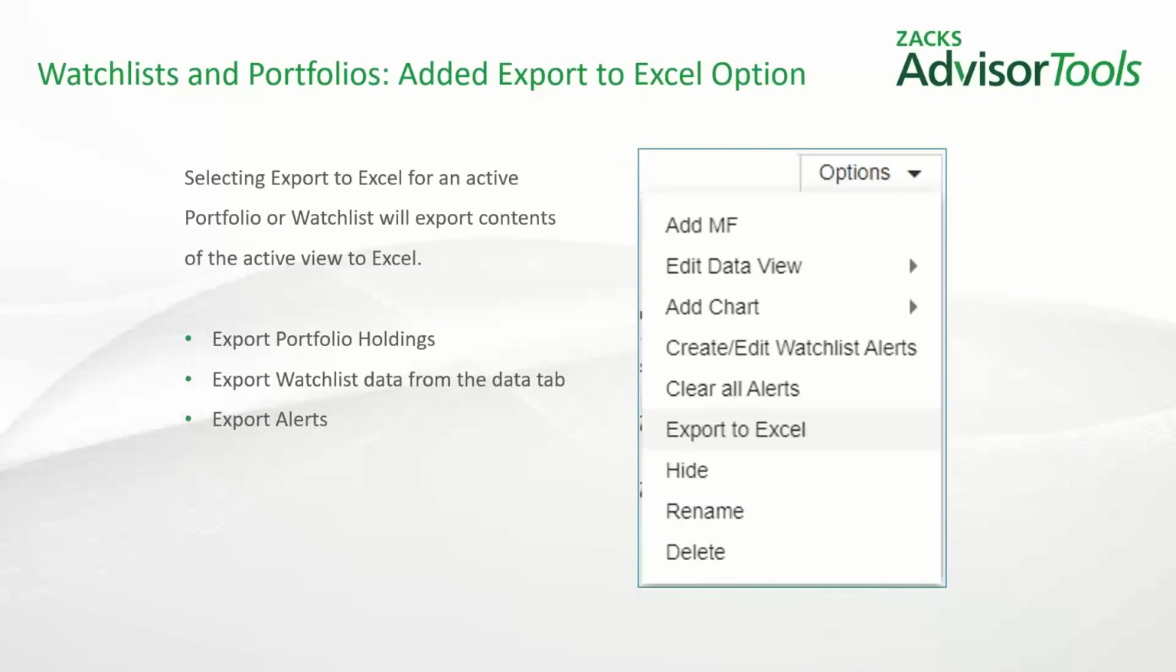On the portfolio and watch list forefront, there is a newly added export to Excel option. Selecting export to Excel for an active portfolio or watch list will export contents of the active view to Excel. With this enhancement, you can export portfolio holdings, export watch list data from the Data tab, and export alerts.